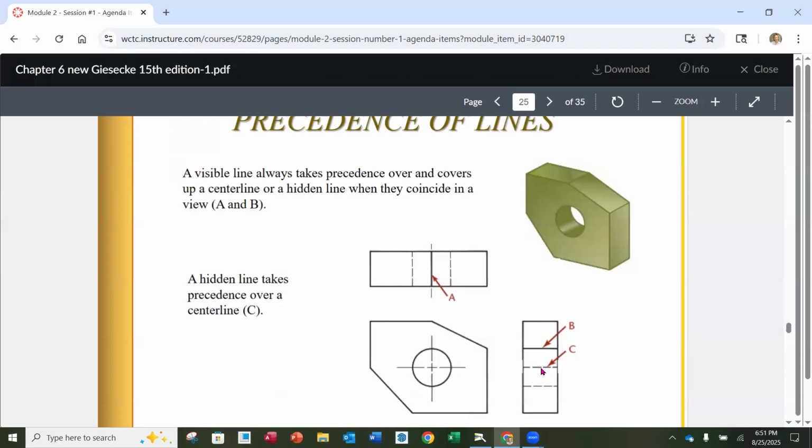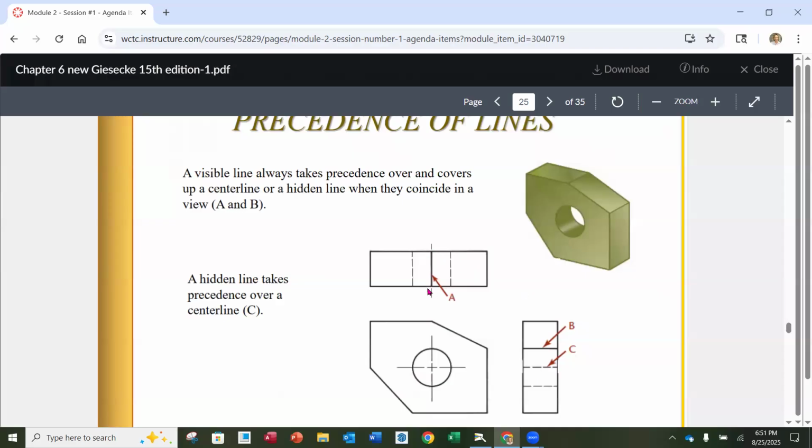Visible lines are always more important than any other line, okay? Second most important is going to be a hidden line. Third most important is going to be a center line, and that is only when they overlap, okay? Does that make sense? If they don't overlap, then they're just normal, okay? It's only when we have this idea of overlapping.